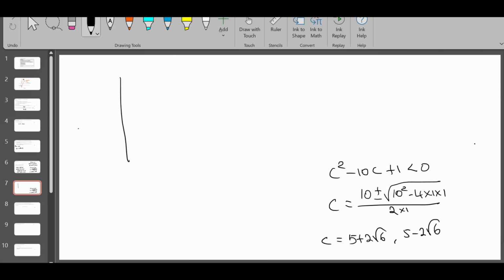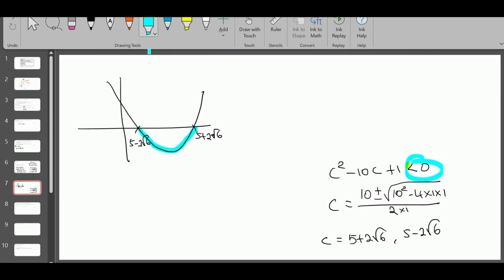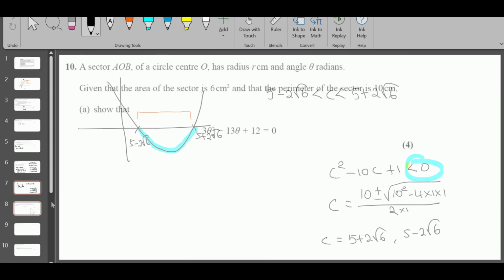Draw a little diagram. This is definitely 5 minus 2 root 6. 5 plus 2 root 6 is a bigger number. So when they say less than 0, they are talking about this piece of the graph for less than 0. So the corresponding values of x is a solution. So in this case it's c. So I need to write 5 minus 2 root of 6 is less than c is less than 5 plus 2 root of 6. That's the solution. That's all. Question number 10.